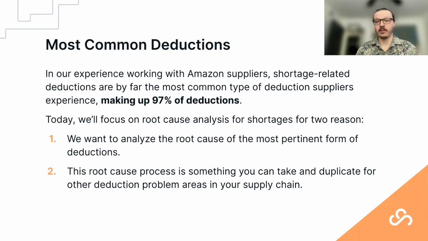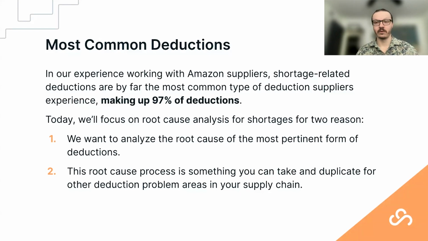As far as the most common deductions, though, this is something that Allie was mentioning earlier. Working with suppliers in general, but specifically with Amazon, the most frequently occurring type of deduction that we see is going to be shortage claims. About 97% of the time, folks are racking their brains or dealing with shortage claims as the primary cause of unexpected revenue loss. So this is the primary reason today we're going to focus on these.